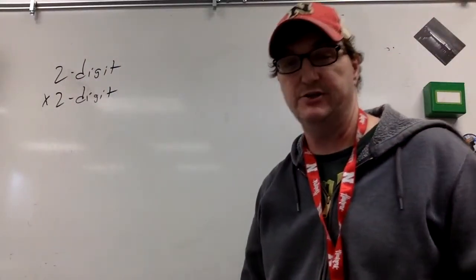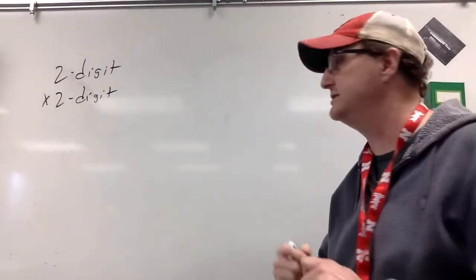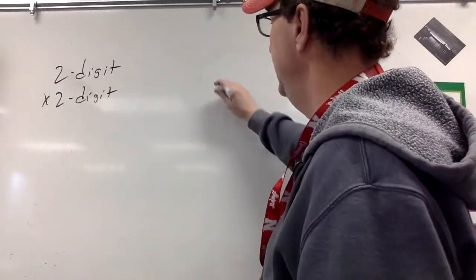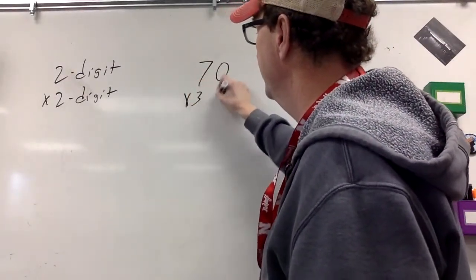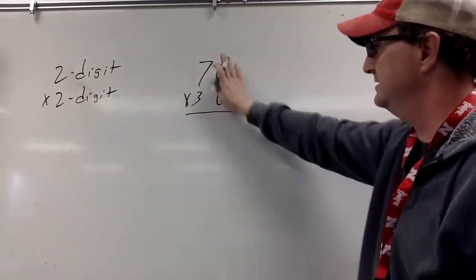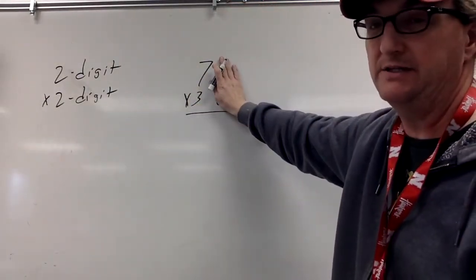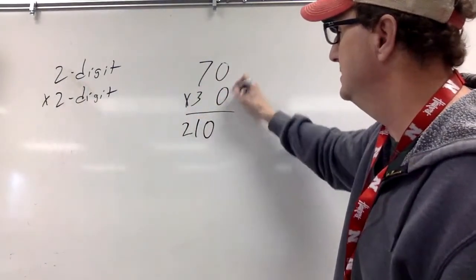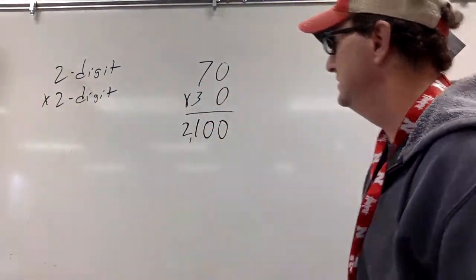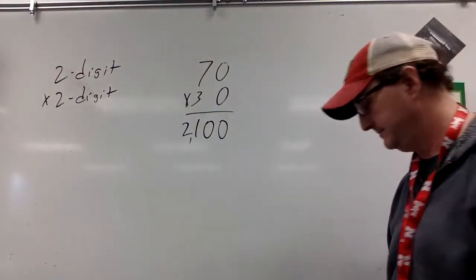Again, with these videos, you should always go back and re-watch them if you need to. Watch them as many times as you need. 70 times 30. Pretend the zeros aren't there. Basic fact, 7 times 3 is 21. Then 0, 0. So you got 2,100.